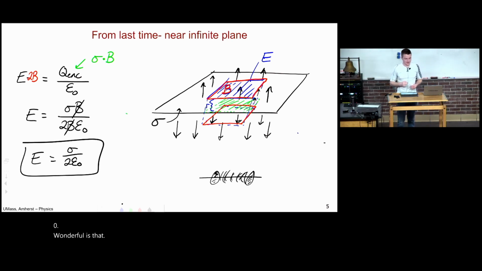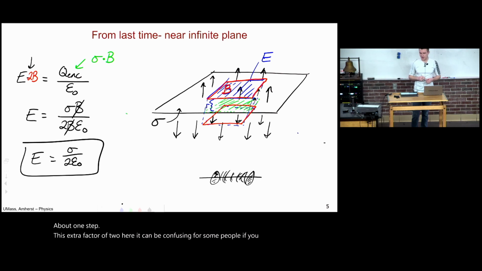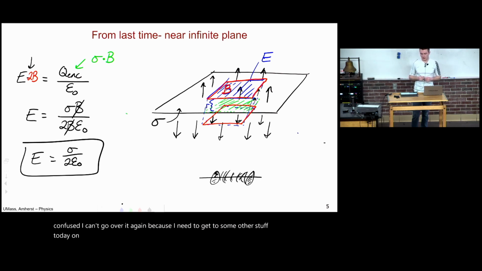About one step. This extra factor of 2 here, it can be confusing for some people. If you are confused, I can't go over it again because I need to get to some other stuff today on cavity conductors. But feel free to rewatch the lecture and come up to me and ask if you have more questions on that. Yes?